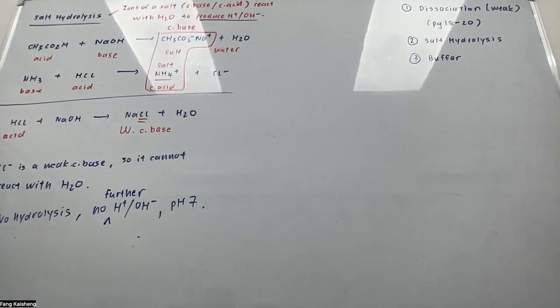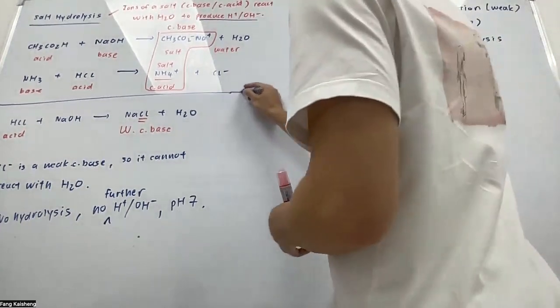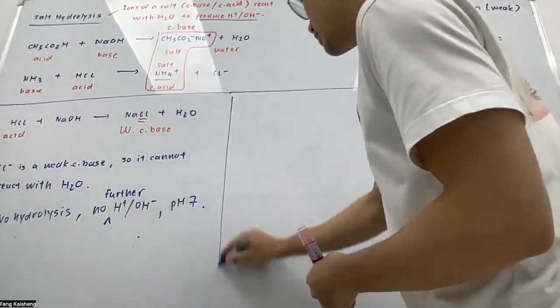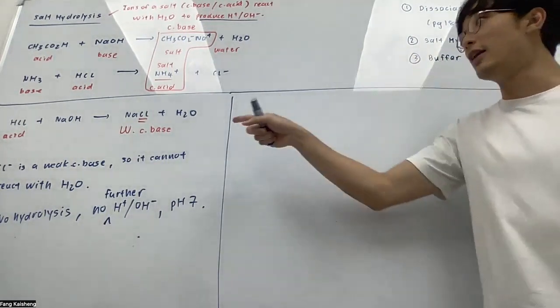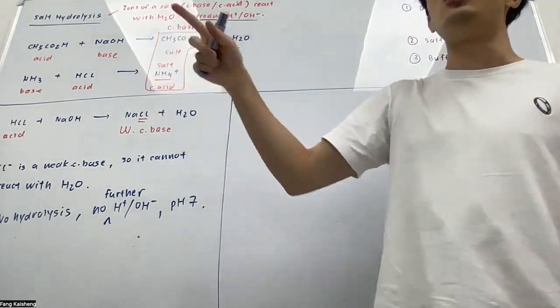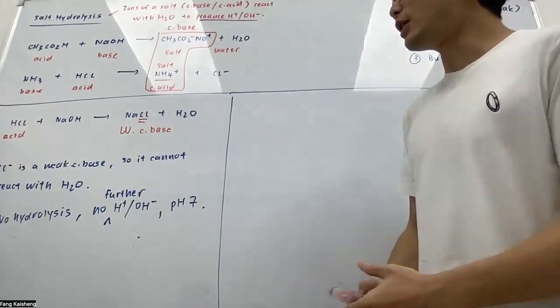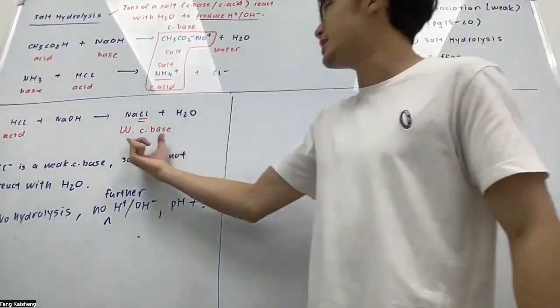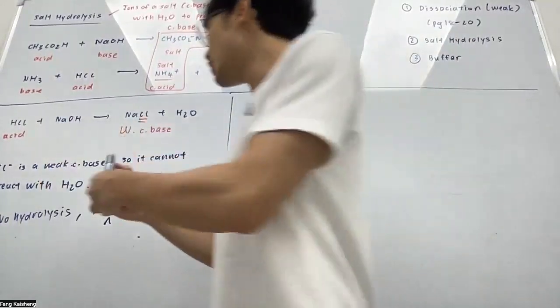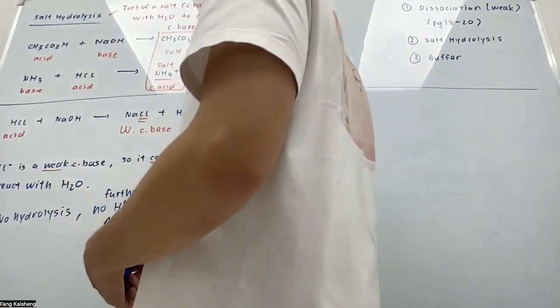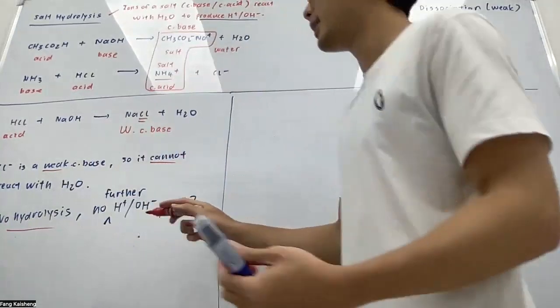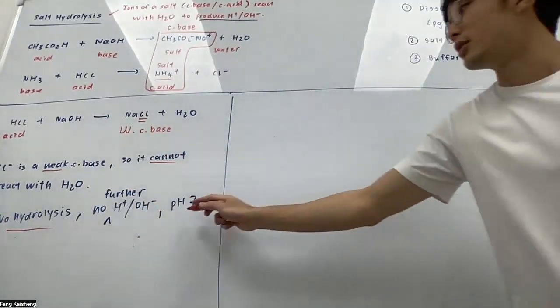Okay, guys, I know this example alone doesn't really show much. By the next example, you will understand this a bit more clearly. I'm just trying to explain why the stuff you learned in secondary school is actually technically true. Why is NaCl a neutral salt? The true explanation is it's a weak conjugate base, so it cannot react with water, so it doesn't hydrolyze. That's why it's neutral.